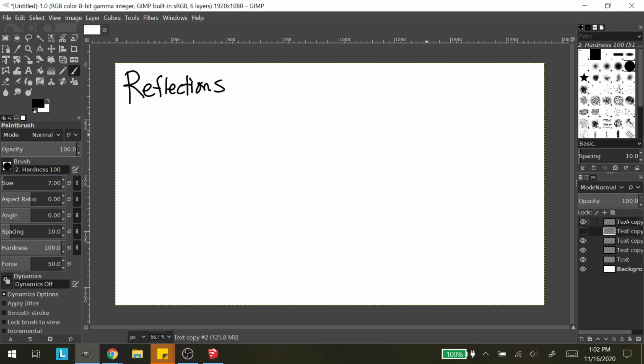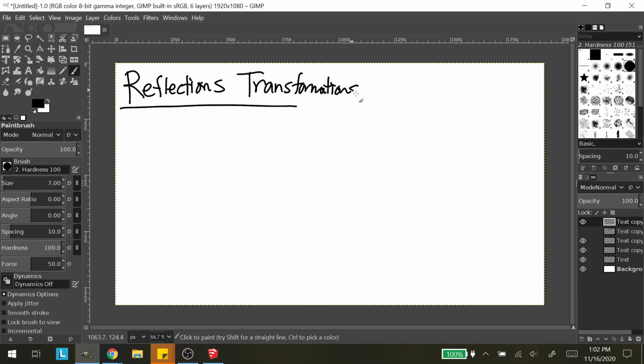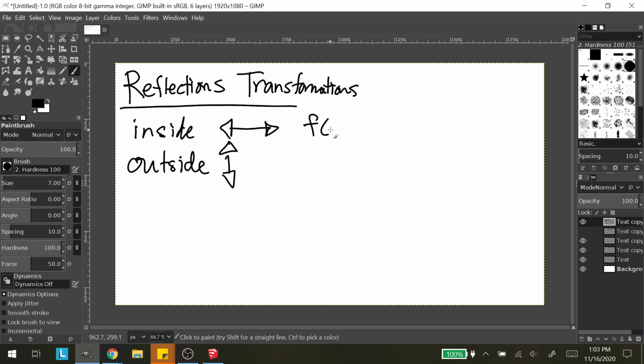Okay. So that's the reflections. Really, really simple. This is again under transformations, and it still uses the same mode. Inside is going to be side to side. Outside is going to be up and down. What I mean by inside is if you flip the sign with the x, it changes it over y. If you flip the sign outside of the function, it flips it over x.